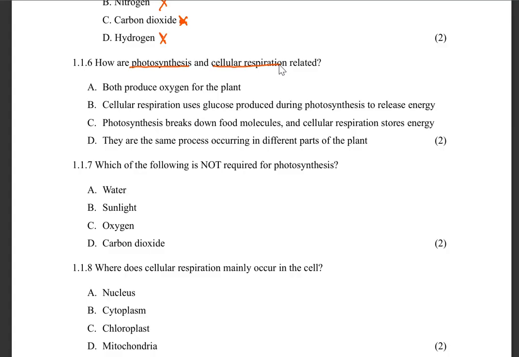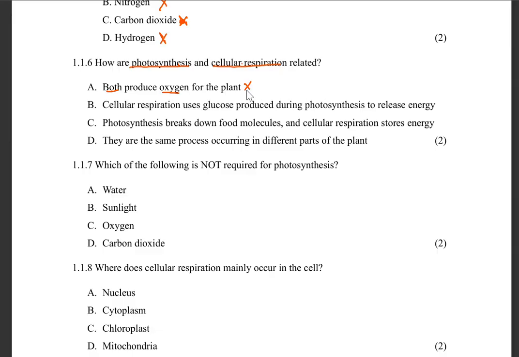We've got 4 options. Both produce oxygen for the plant. Is this correct, guys? Do both photosynthesis and cellular respiration produce oxygen for the plant? This is wrong because oxygen is produced during photosynthesis but not during cellular respiration. So option A is definitely incorrect.